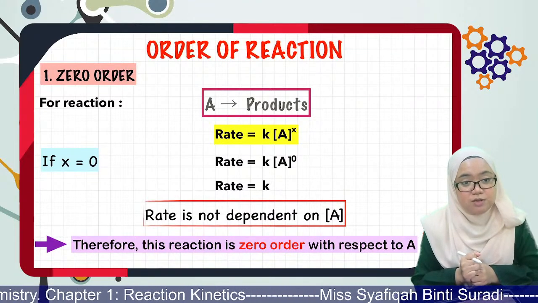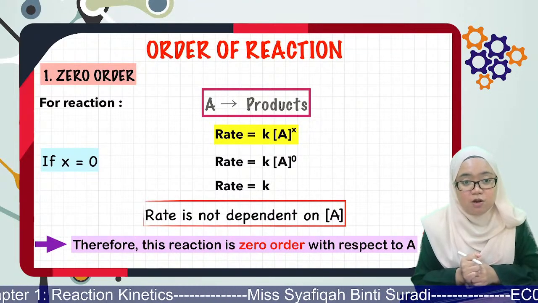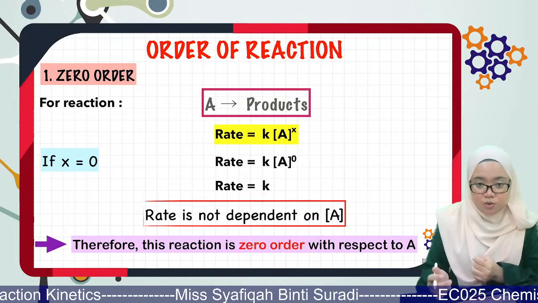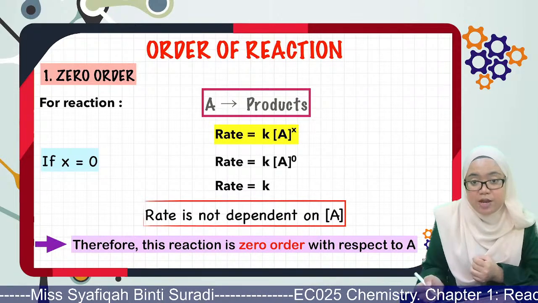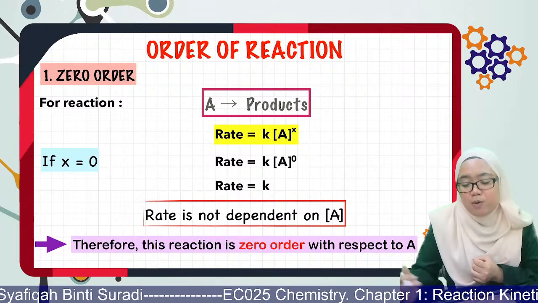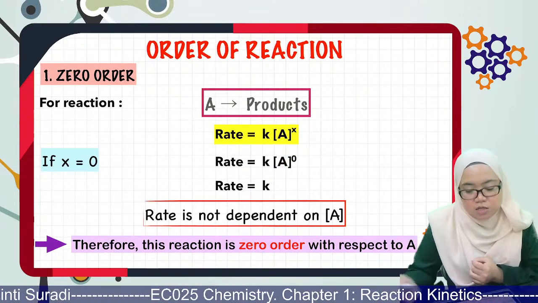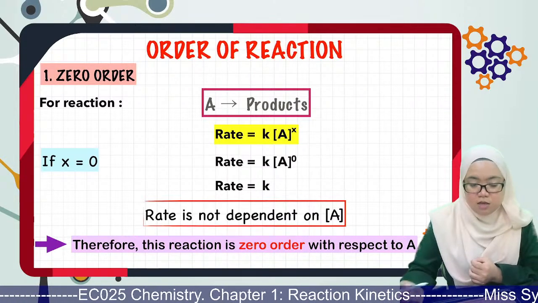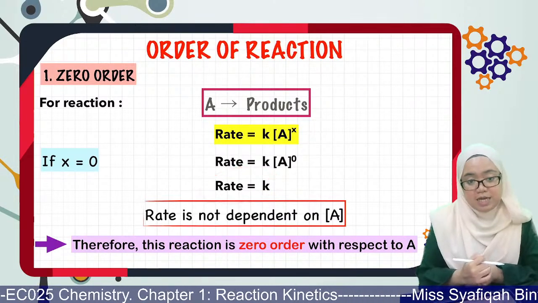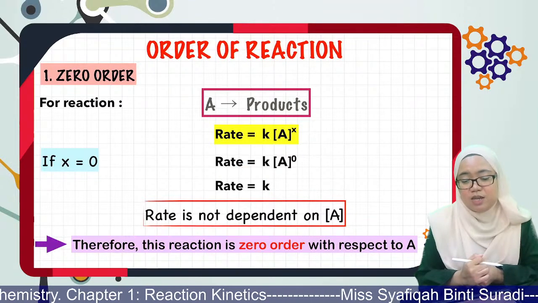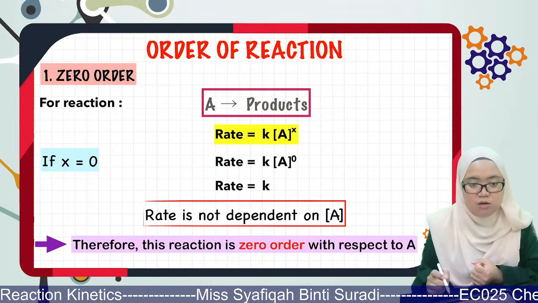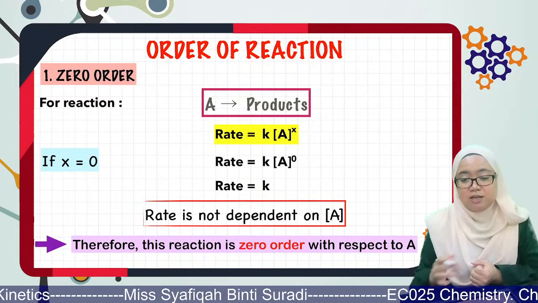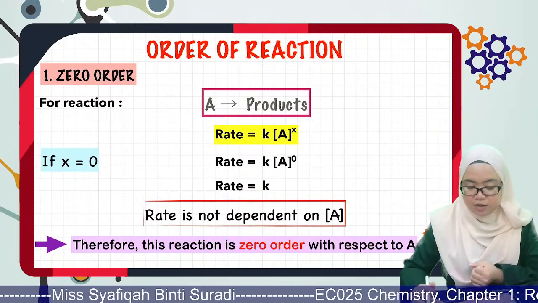Okay. So now we are going to look into each of the orders of reaction. So we first look into the zero order reaction. For the rate law for zero order reaction, rate equals to K times A to the power of 0, and we know that anything that is to the power of 0 is equals to 1. So K times 1 is equals to K. So rate is equals to K. So for zero order reaction, we have to remember that the rate is not dependent on the concentration of reactant. So the reaction is zero order with respect to A.